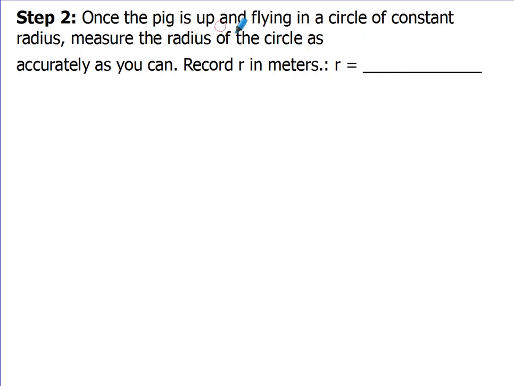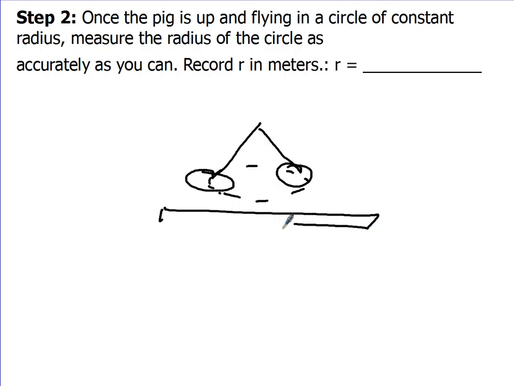Now, once the pig is up and flying, measure the radius. Folks, let me give you a hint. If this is the pig, flying around in a circle like this, hold your meter stick underneath and measure it carefully. Measure it from here to here. You can hold one end. If you measure it this way, you've got the diameter. To get the radius, divide the diameter by 2. This is probably the easiest way to do it.